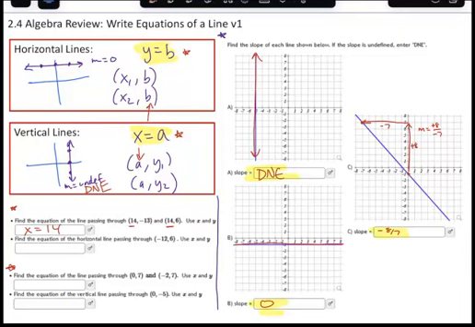Next, the second example that you might see would be find the equation of a horizontal line. So you know the horizontal line is going to be of the form y equals. And if it tells you what one of the points is, all you have to do is focus on the y-coordinate in this case, because you know that the y's are always the same. And so here the y is going to equal 6.